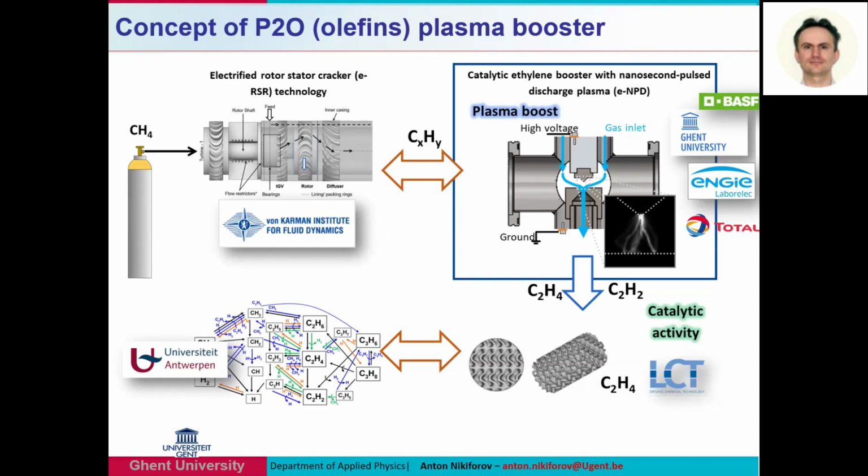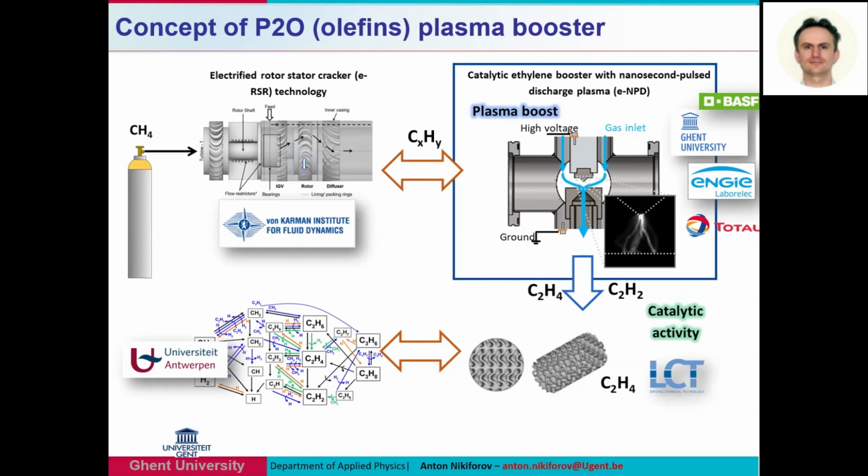The idea was the following: if you have hydrocarbons, such as methane or some other hydrocarbons, they can go to an electrified rotary cracker. It's a kind of device which heats gas by electricity. You heat gas by electricity and you produce a mixture of heavy hydrocarbons. This mixture also contains a lot of ethylene, and we send this mixture into a plasma reactor.